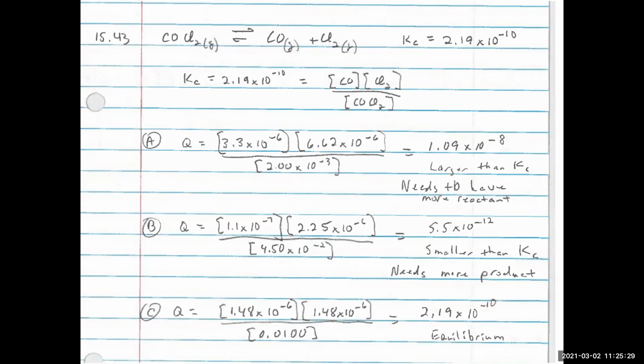Okay, in B, we do a similar thing. We have our expression that we developed. We go ahead and plug in the numbers that they gave us in the problem. And we get a value of 5.5 times 10 to the minus 12 as our Q value. Well, 10 to the minus 12 is smaller than 10 to the minus 10, right? So that tells me the numerator is a little too small.